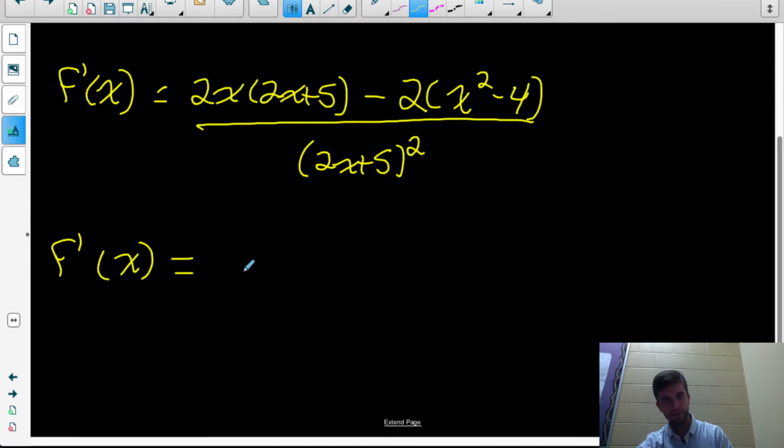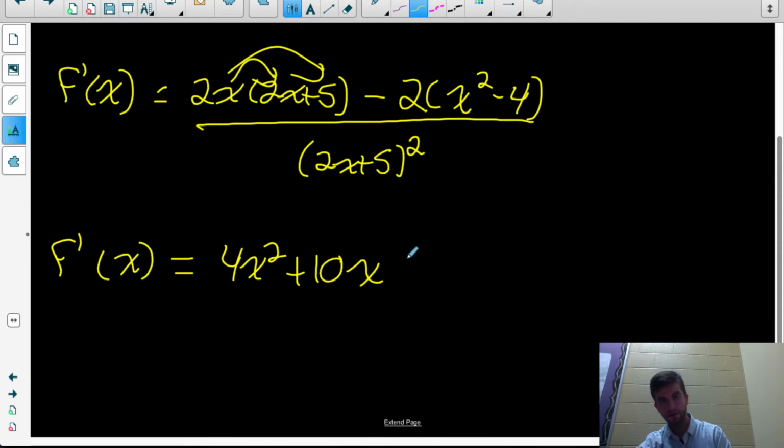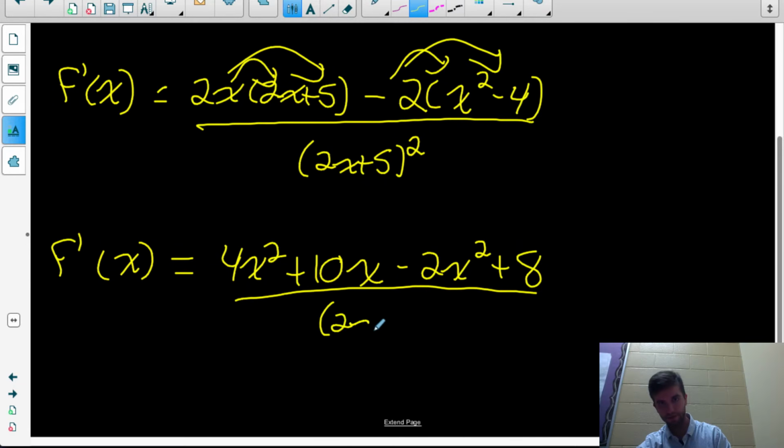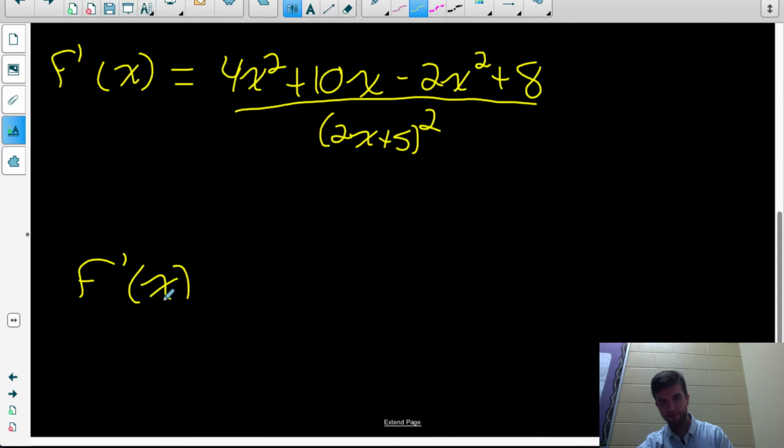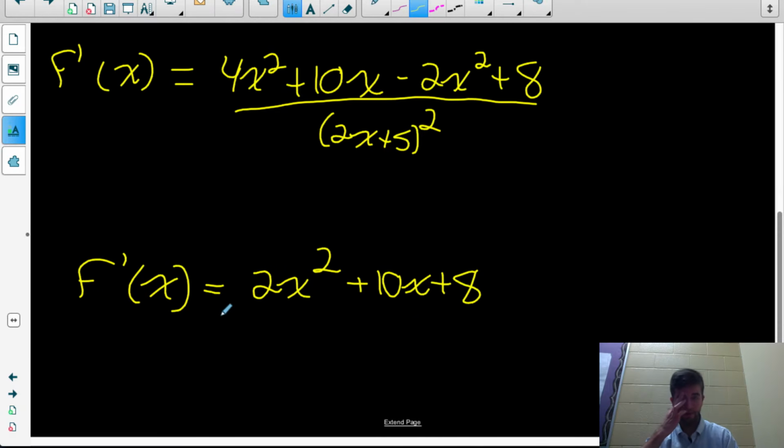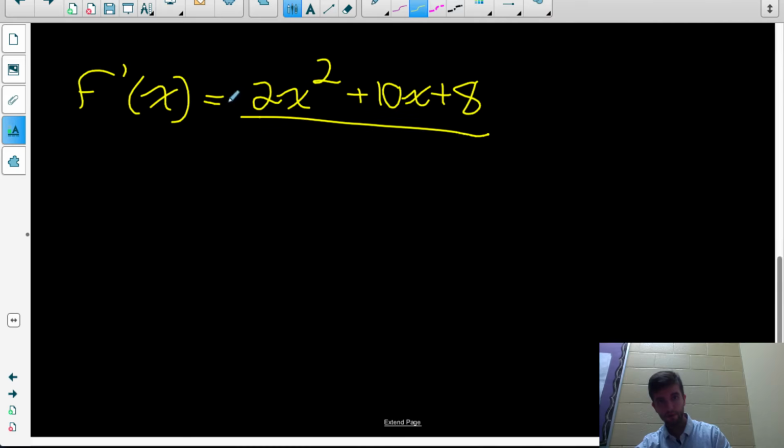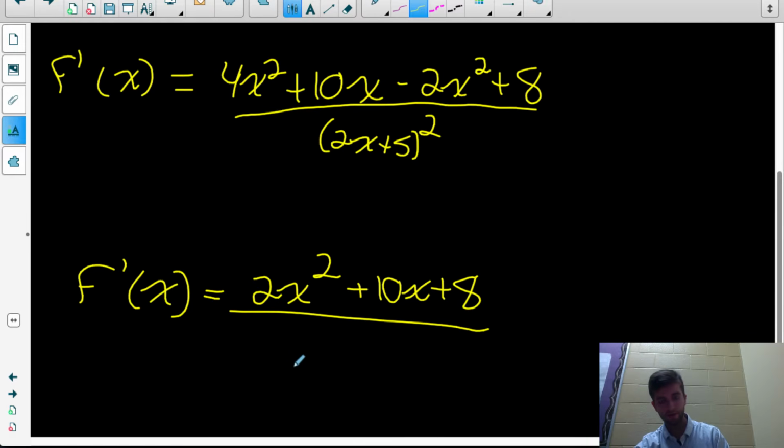And then we can just expand the numerator and collect. So if I expand the numerator, I'd have 4x squared plus 10x. That's me expanding this 2x into both of these terms. And now I'm going to distribute the negative 2 to both of these terms, so minus 2x squared plus 8, all over 2x plus 5 squared. And my final line, 4x squared minus 2x squared is 2x squared, so I'm just collecting my like terms, plus 10x plus 8 over 2x plus 5 squared.